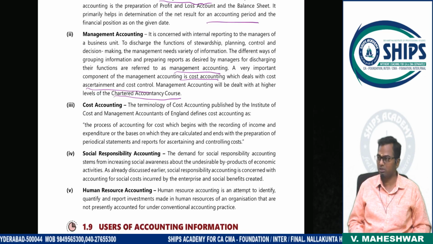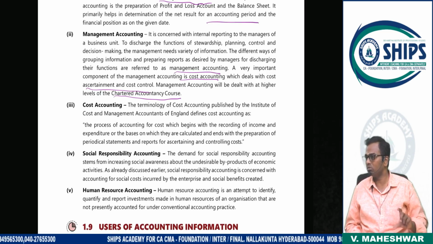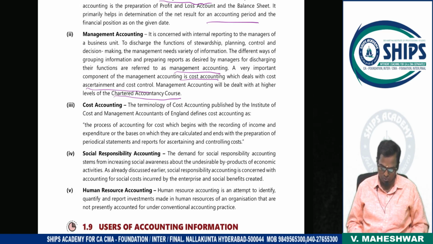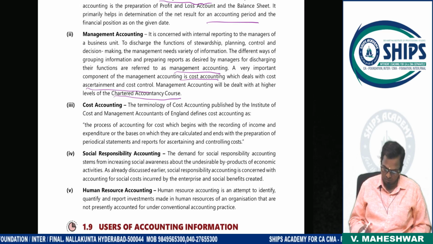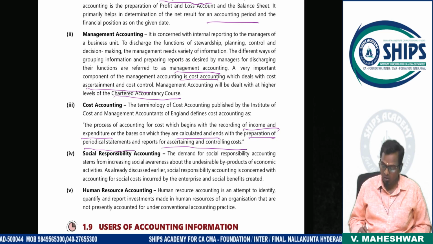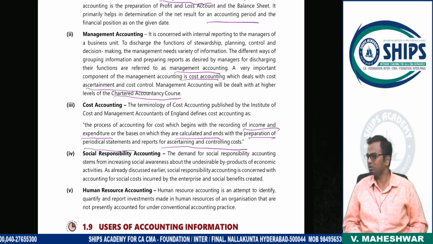Next one is cost accounting. Just now I said it. In this we can easily get complete information about the product, what the cost price of the product is. The terminology of cost accounting, published by the Institute of Cost and Management Accounting, that is CMA of England, defined it as the process of accounting for cost which begins with the recording of income and expenditure, or the basis on which they are calculated, and with the preparation of periodical statements and reports for the ascertainment of controlling cost.